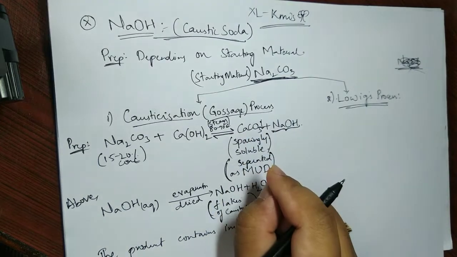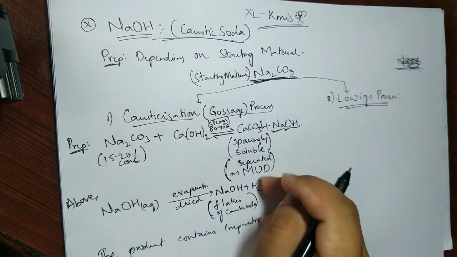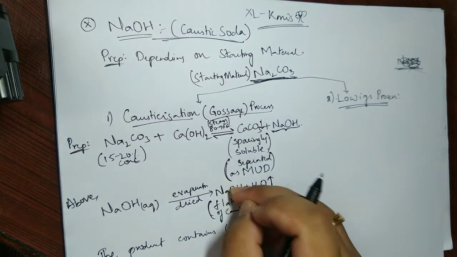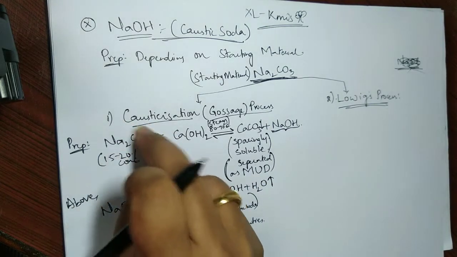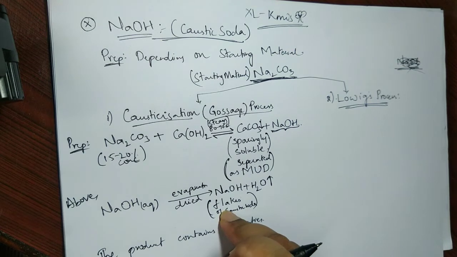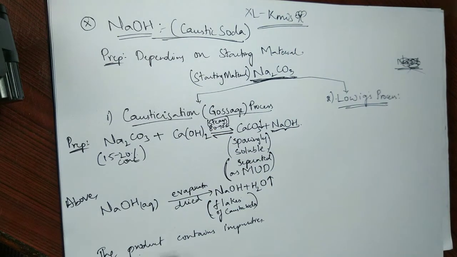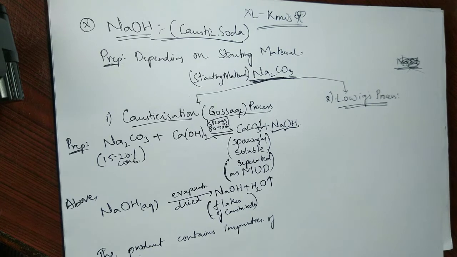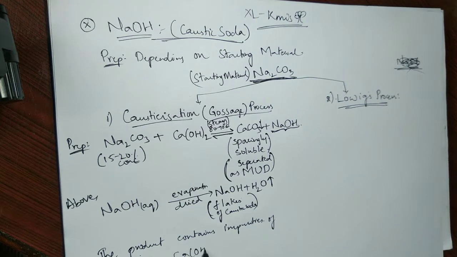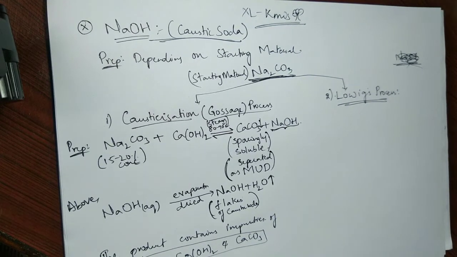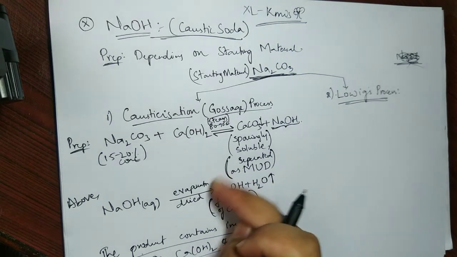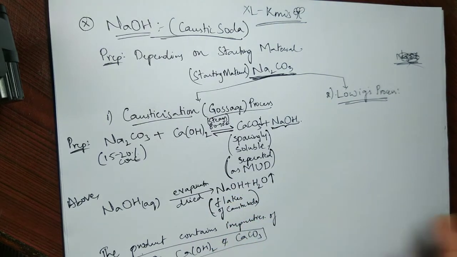As I said, calcium carbonate is slightly soluble in water, right? So as water evaporates, this cannot evaporate from NaOH, so it is present. And there is also some amount of unreacted sodium carbonate and calcium hydroxide present here. So the product contains impurities of sodium carbonate, calcium hydroxide and CaCO3. All these things are present, of course in minute quantities, but they are present. So because of this reason, is the NaOH pure or impure? Obviously it is impure.